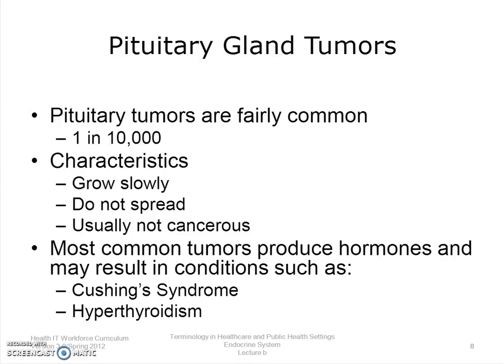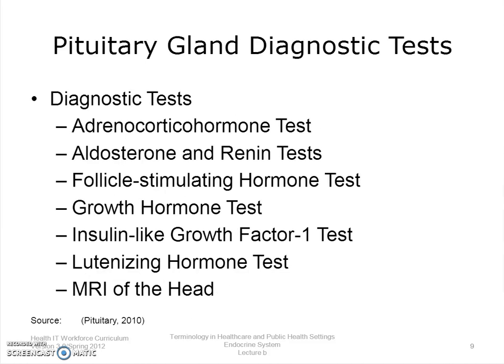Pituitary tumors are fairly common. Statistics indicate that approximately 1 in 10,000 persons will develop a pituitary tumor. Pituitary tumors grow slowly, do not spread, and usually are not cancerous. Pituitary tumors are generally curable. Treatment is often surgery to remove the tumor. Other treatment options include medications, radiation, and radiosurgery.